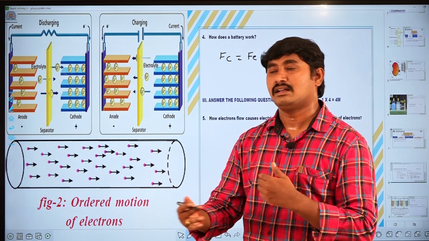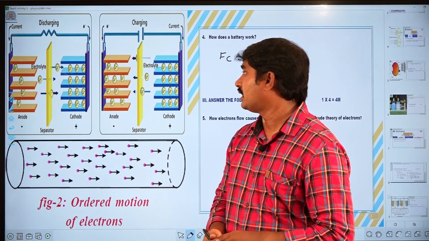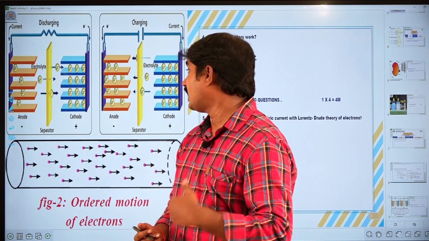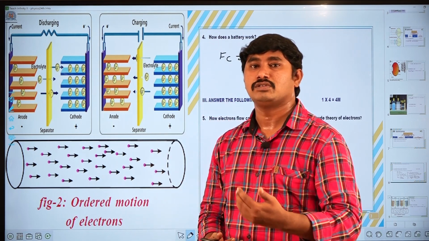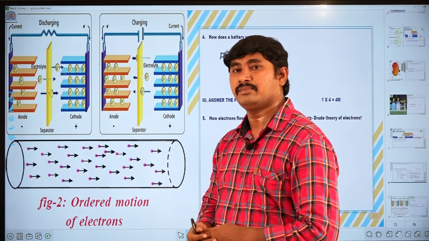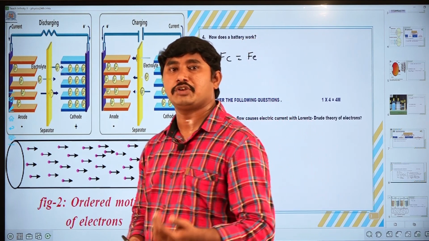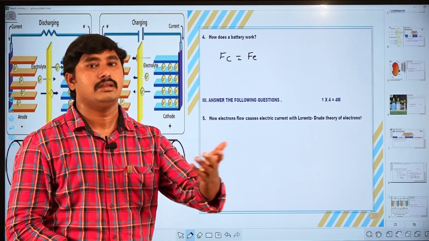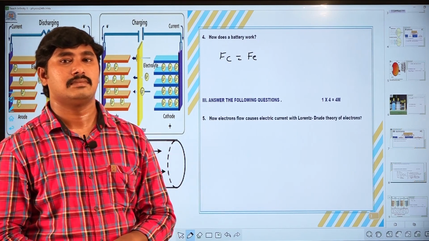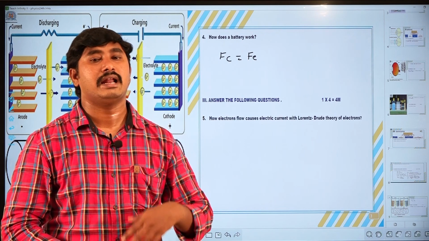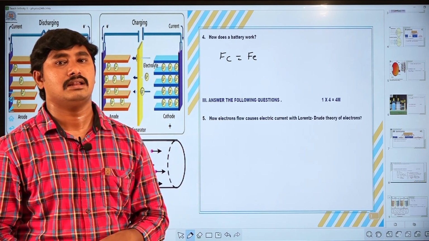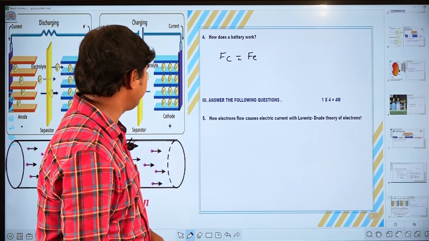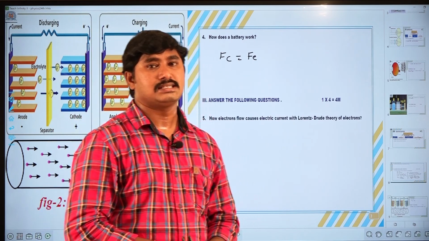After the sharing of ions is complete, the ions maintain one force, which is the electric force. That electrical force is always in the opposite direction of the chemical force. If Fc is equal to Fe, what happens here? There is no motion of the ions. But in the new battery, in such a condition, it maintains constant potential difference. So, that is the answer for question number 4. Let us go on to discuss question number 5.